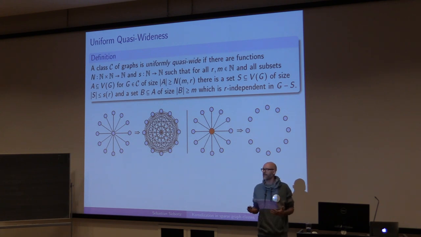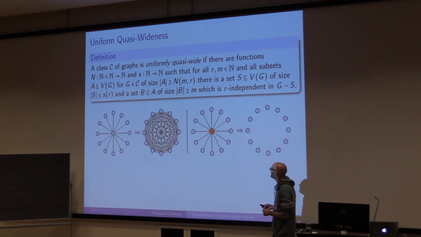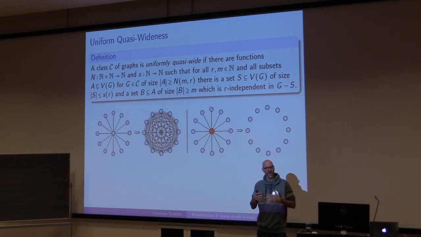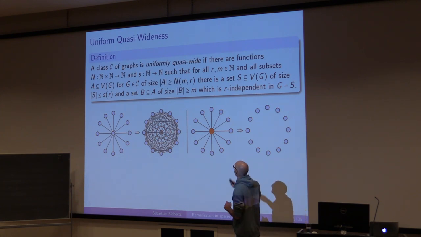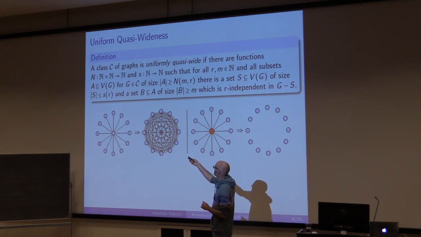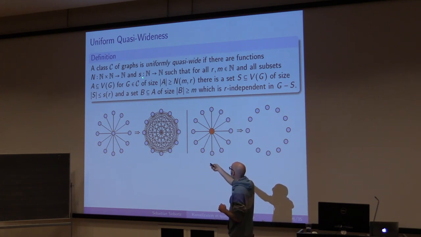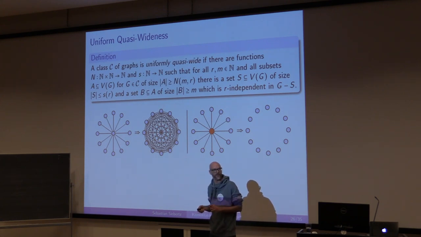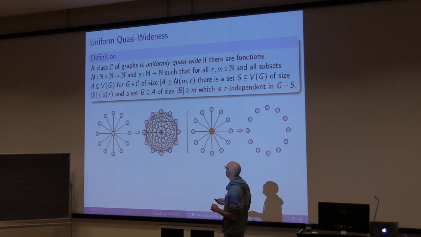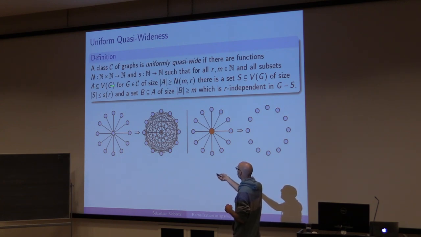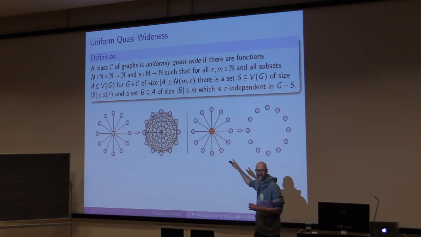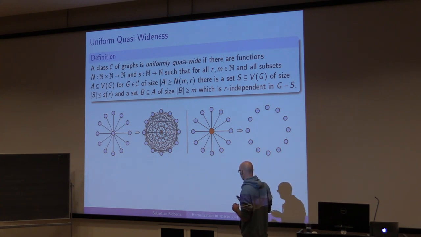So taking this to a formal definition and making it more general, a class of graphs is uniformly quasi-wide. Again, if we start with a large set, then we are now allowed to delete just a bounded number of vertices. And after that, we want to find large R independent sets. Yes. So with the numbers, yeah, now we have this function n again, and we have an additional function s, which bounds the number of vertices depending only on R that we are allowed to delete. Yeah. So if we have a subset A, which is just sufficiently large, then we will find a set of vertices to delete, in the picture just the central vertex, and then we find a set which is R independent.